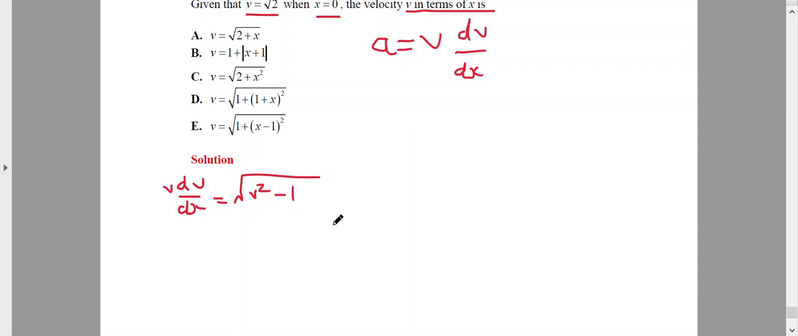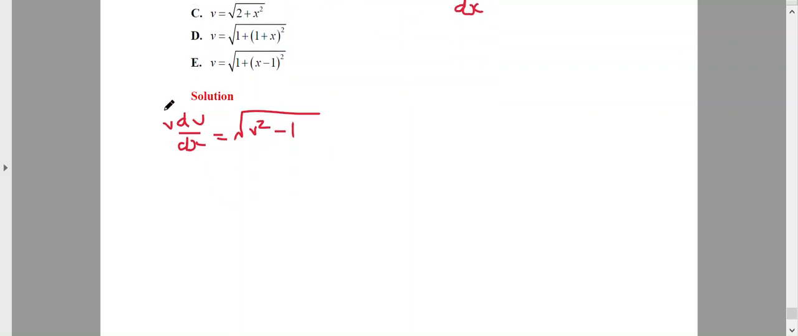Okay, and again here I can divide both sides by v, which gives me dv dx equals, and this will be v squared minus 1 all to the power of a half, instead of writing it as a square root, all over v.